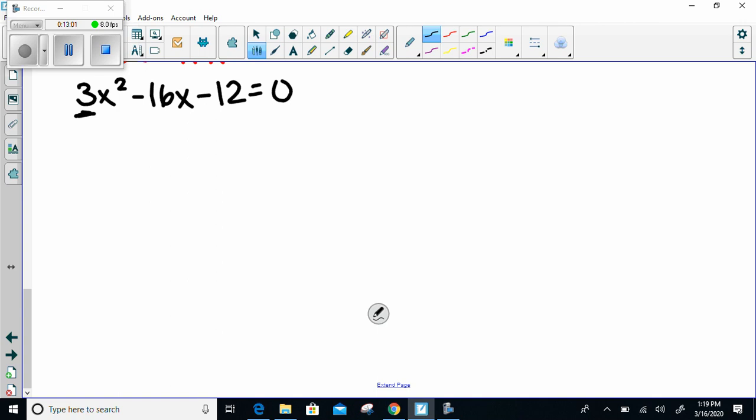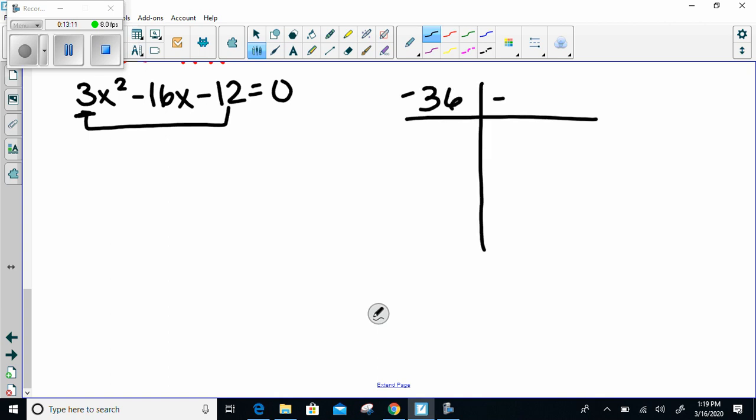But we'll begin with the traditional AC method, which has me multiply the A value and the C value together. That gives me -36. So again, I want the factors of -36 that add to give -16. So you could go through your list of factors of 36, but for time's sake, we're just going to go ahead and write it down. That's -18 times +2. And again, you want the product to be -36, and you want the sum to be -16. That's where I get those numbers from.